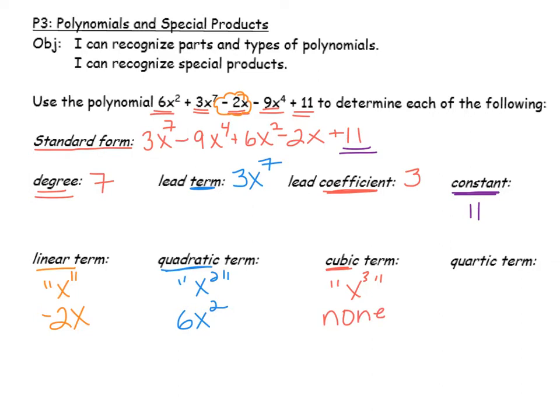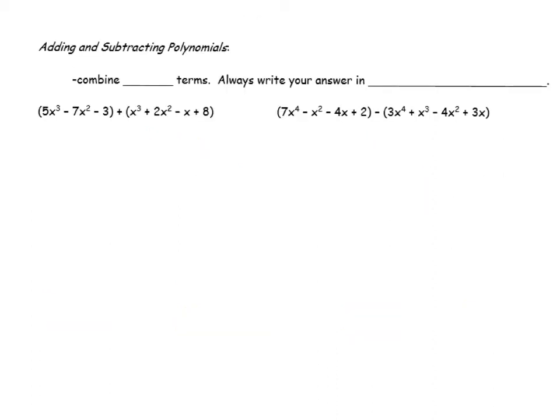The last one, quartic, means x to the 4th. And we have one there, negative 9x to the 4th. So just identifying types of terms in a polynomial. When adding and subtracting polynomials, you simply combine like terms. And we did this in the worksheet as well. Always write your answer in standard form.